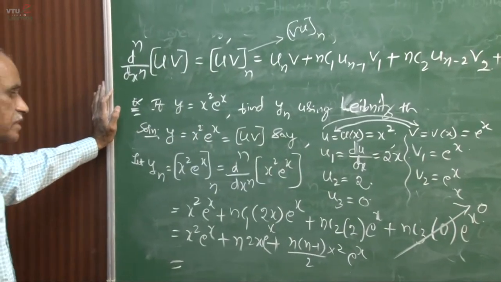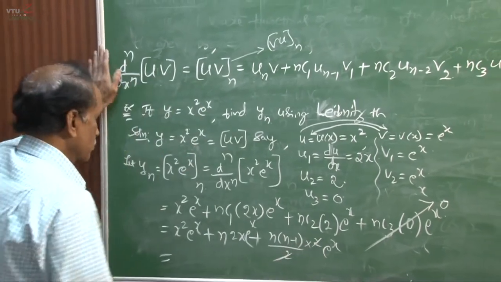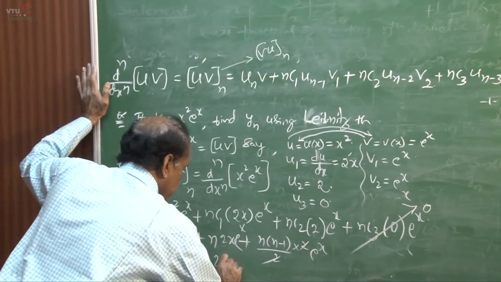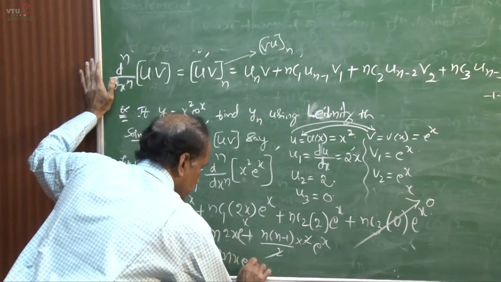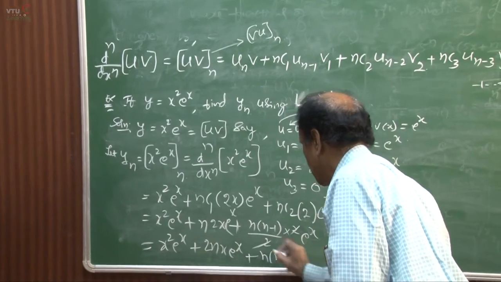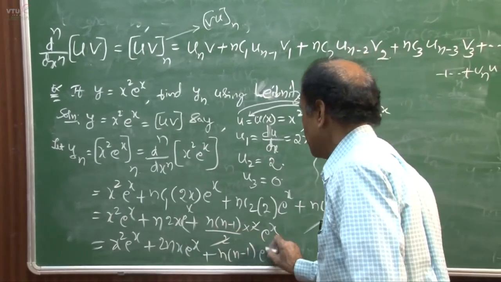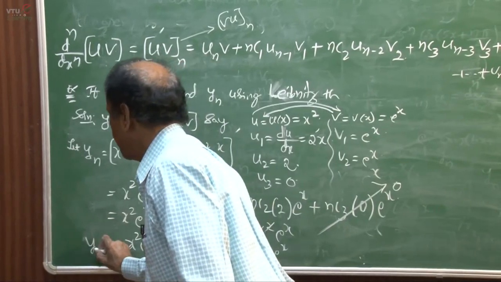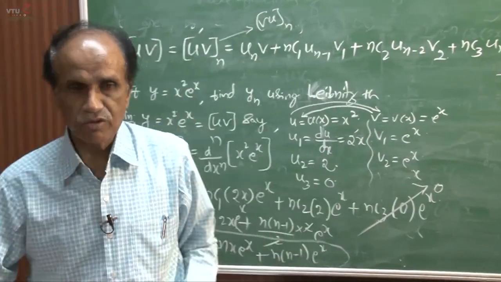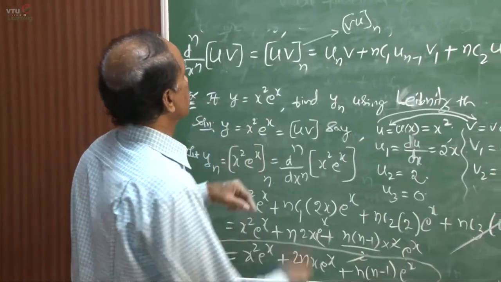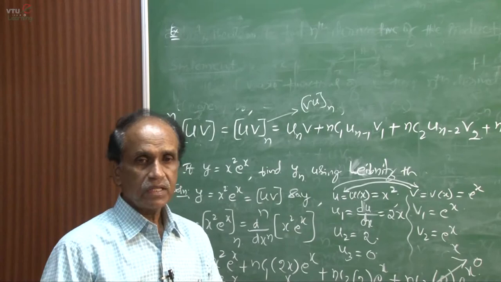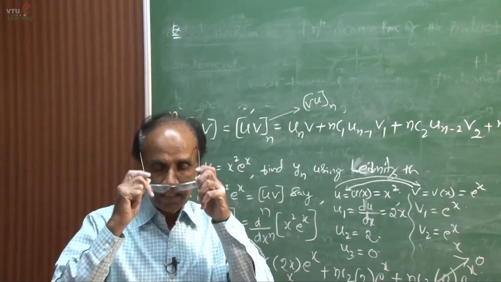So finally, we are left with this. After cancellation, x square e to the power x plus 2n x e to the power x, and plus n into n minus 1 e to the power x only. This is for y_n. This is the step we have to understand as the solution of x square into e to the power x. Now, using this idea, I shall take another set of standard problems.